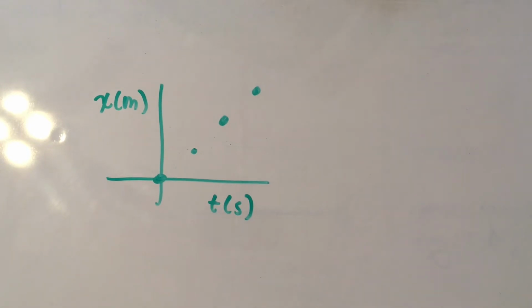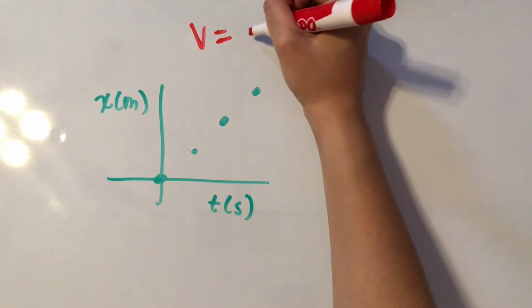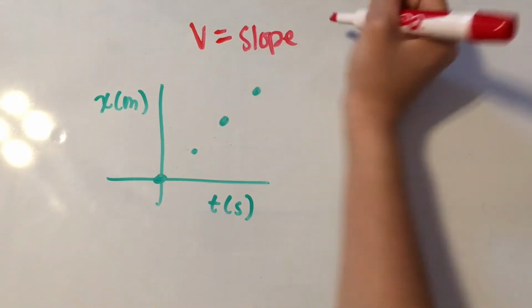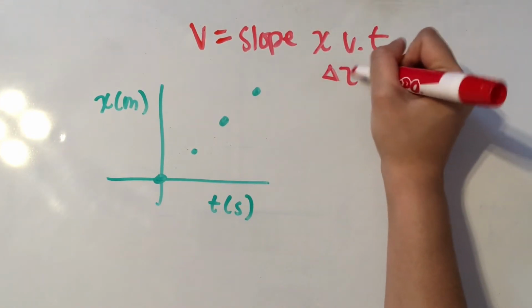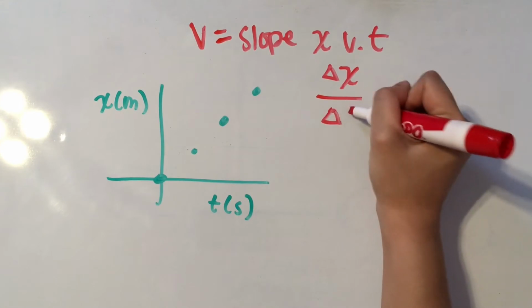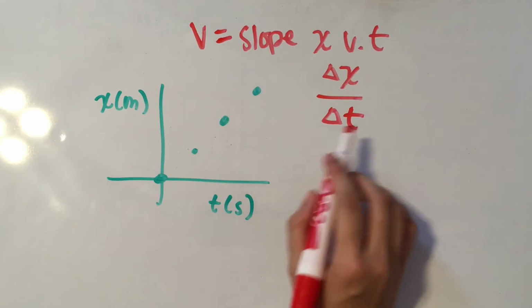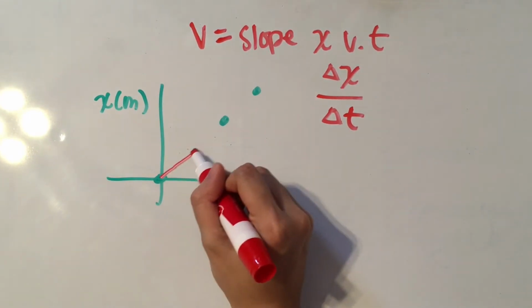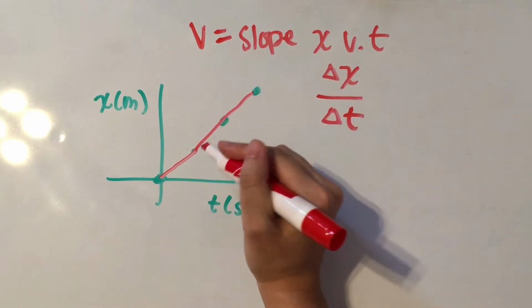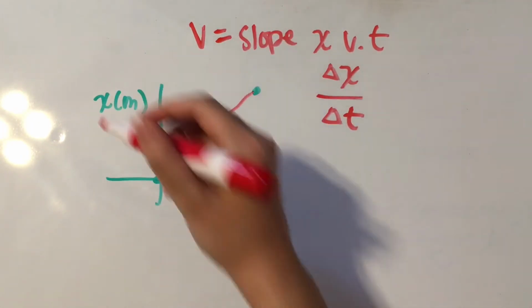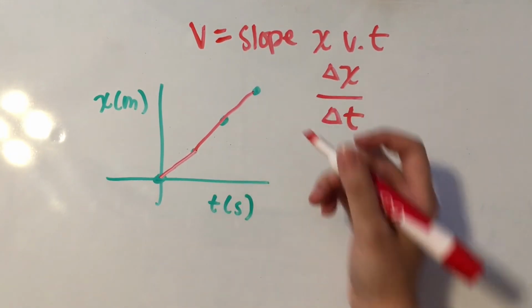So one of the most important things to know in physics is that velocity is equal to the slope of a position versus time graph, which in other words means delta x, change in position, over delta t, change in time. So I have a position versus time graph here, and the slope would basically just be the rate of change between all of these points. And I tried making them as linear as possible, so the slope in this graph is constant, which means that it's positive and it's constant.